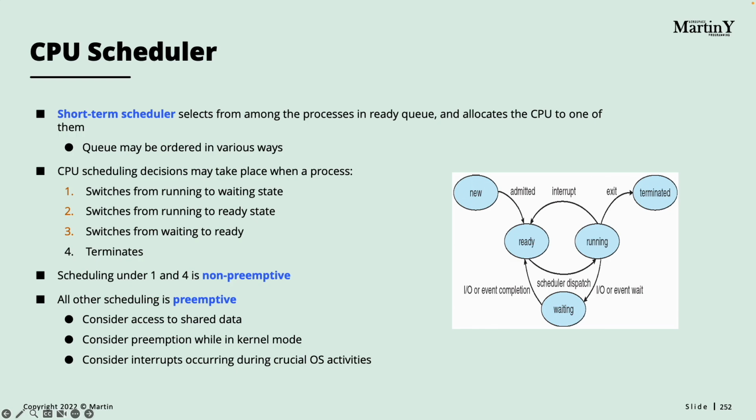All right, so in the CPU we have two types of schedulers. One of them is the short-term scheduler, which takes the processes from the ready queue. The ready queue has all the processes that are ready to be executed by the CPU. And you're probably familiar with this graph right here. This shows the different states of the process.